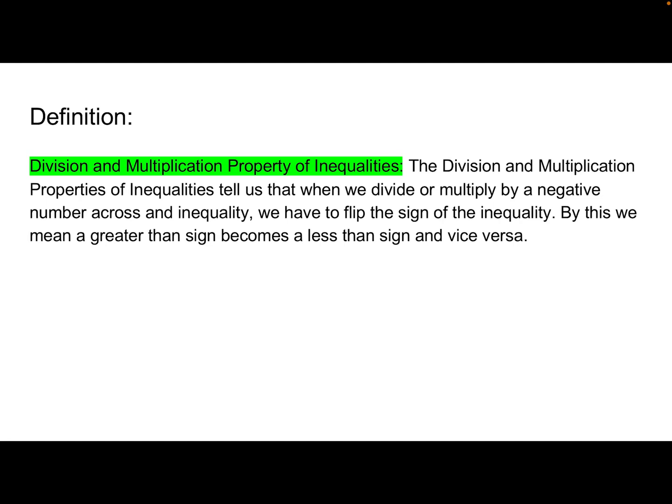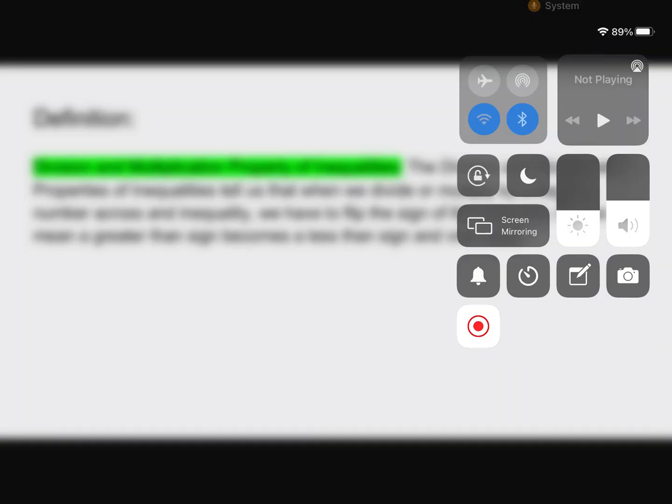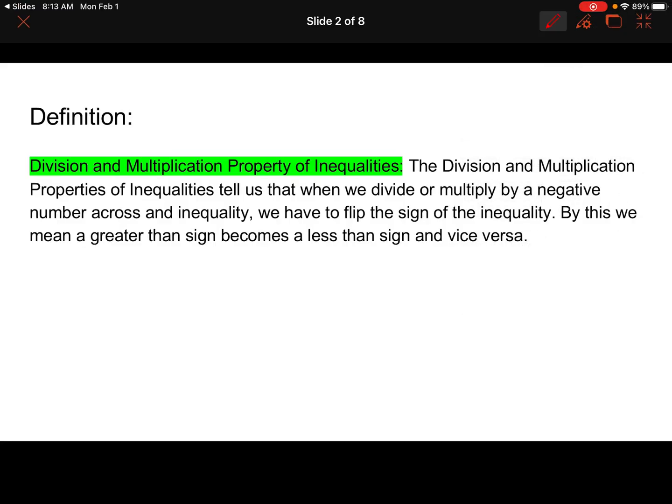So this property tells us that when we divide or multiply by a negative number across an inequality, we have to flip the sign of the inequality. So this means if we are multiplying a negative across a greater than sign, then this greater than is going to become a less than sign. And if we're multiplying a negative across a less than sign, then this less than sign will become a greater than sign. So let's do an example for this here.